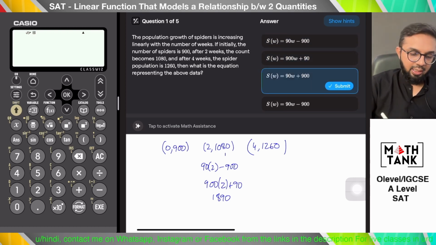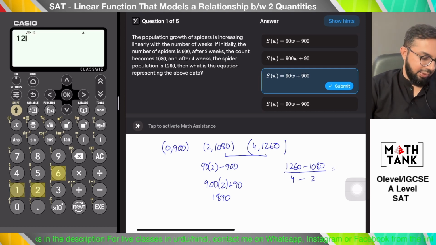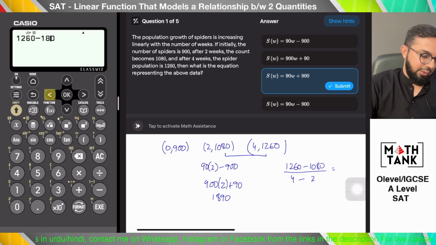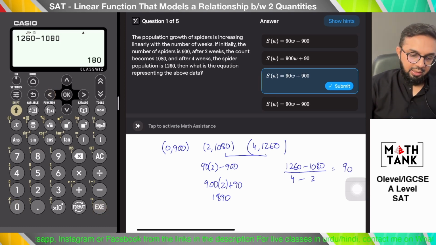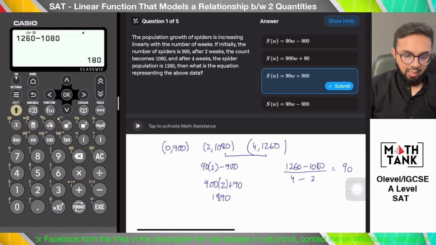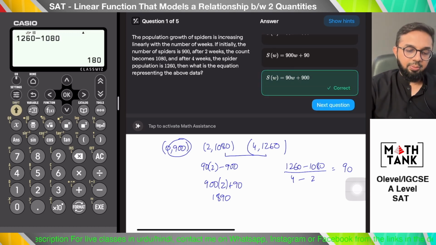How would I figure that out directly? I can calculate the gradient. I can say that it's 1260 minus 1080, over 2. 180 over 2 is 90. So my gradient has to be 90. And my y-intercept can be directly this 900. So I'm going to say 90W plus 900.